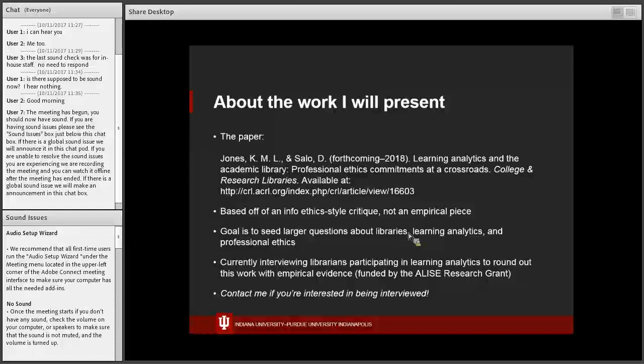And really the goal of this paper, and also the goal of this webinar, I should say, is to kind of seed some larger questions about the role of learning analytics in academic libraries and how these things may not match up well with our professional ethics, and kind of get us to think through how we're going to resolve some of those ethical sticky points. Though I am doing an empirical project right now by interviewing academic librarians to kind of address some of these things. And if you're interested in participating in an interview, please let me know. I'm always looking for participants.